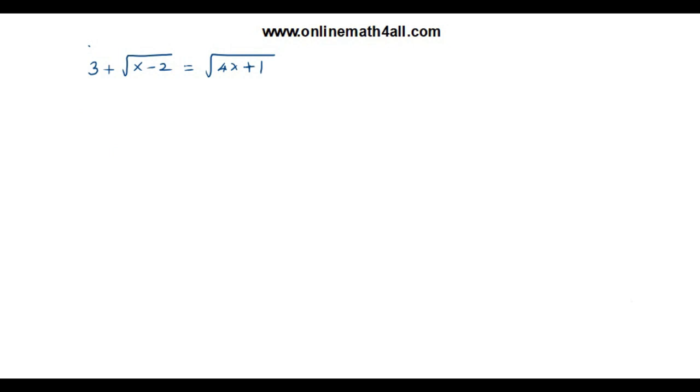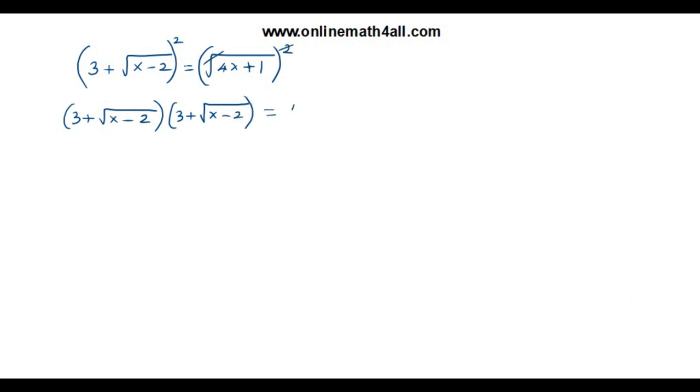So we have to keep it as it is, and we have to square both sides, because as I told you already, to get rid of the square root we have to square. Here, for this term we have power 2, so we have to write this binomial twice and multiply them. So we get 3 plus square root of x minus 2 times 3 plus square root of x minus 2. On the right side, the square root and square will cancel out. We just get 4x plus 1.